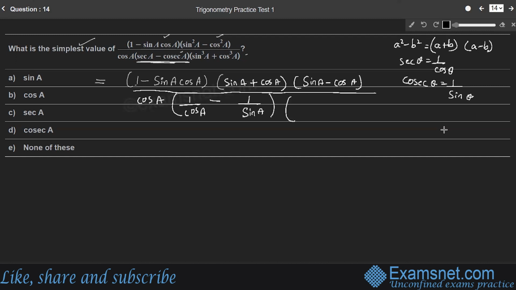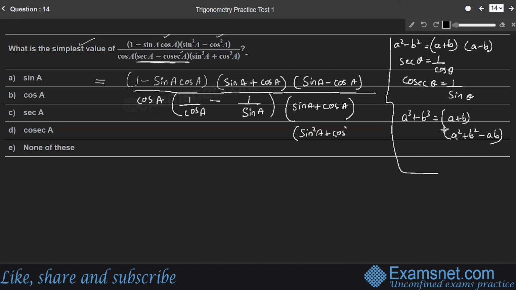And the next term is sin cube A plus cos cube A, which is in the form of A cube plus B cube. A cube plus B cube is A plus B into A square plus B square minus AB, right? So using this formula, sin cube A plus cos cube A can be written as sin A plus cos A into sin square A plus cos square A minus sin A cos A.